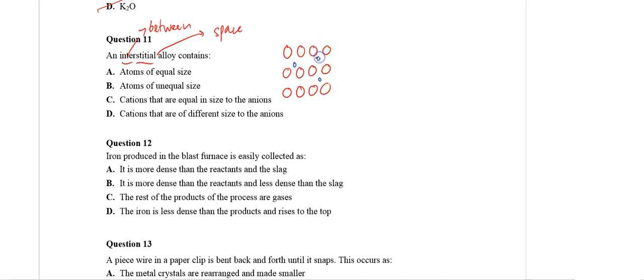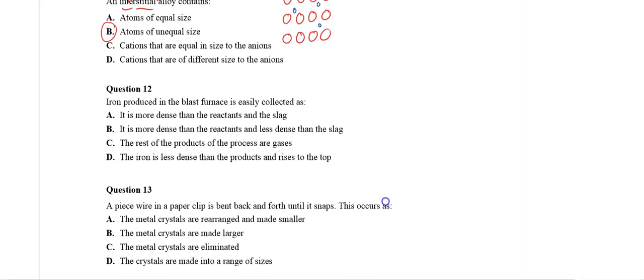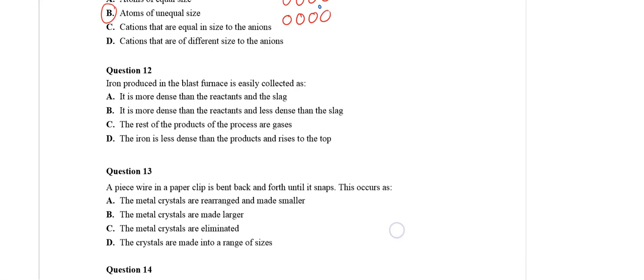And because you have these small atoms, you could say that in an interstitial alloy, we have atoms of unequal size. If you were to have atoms of equal size, you're more likely to have a substitutional alloy because those two different metal atoms would just fit together in the lattice.